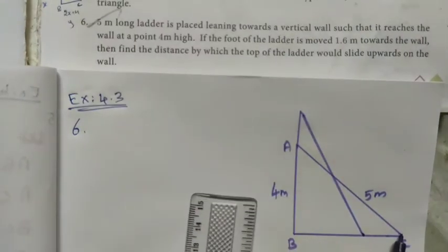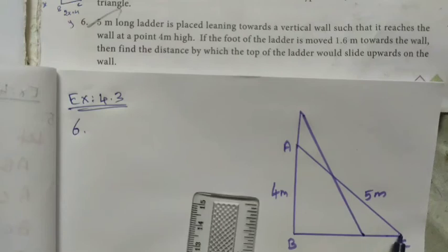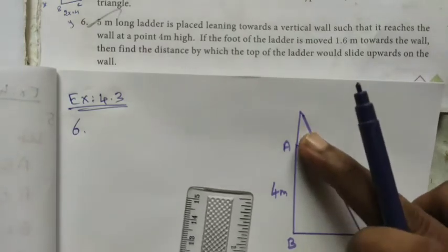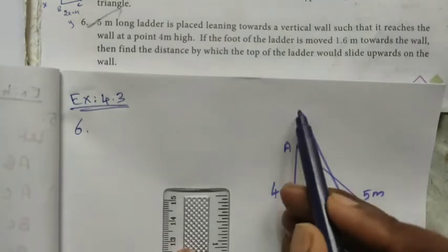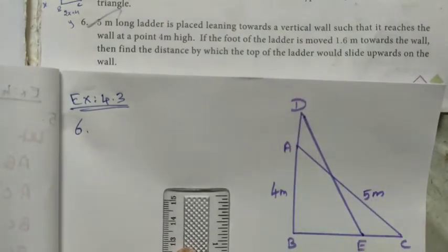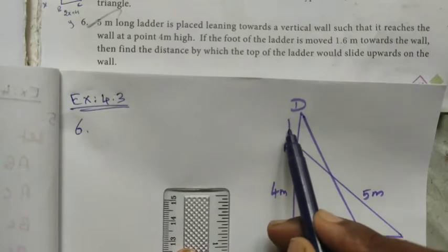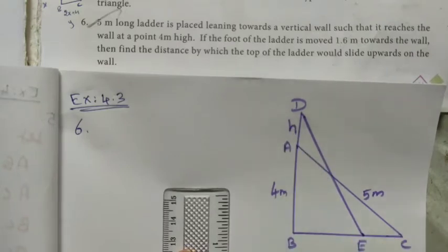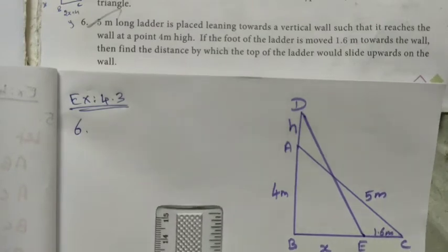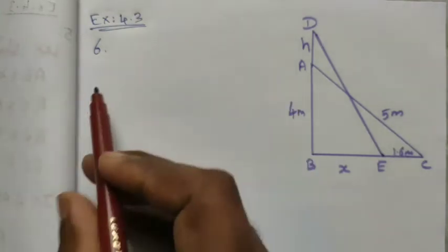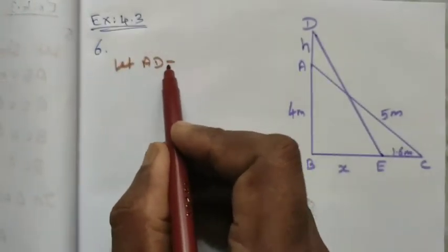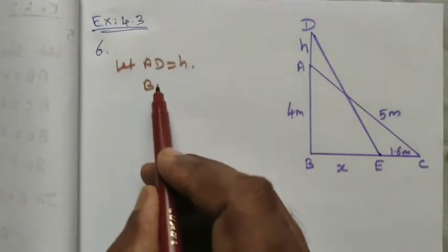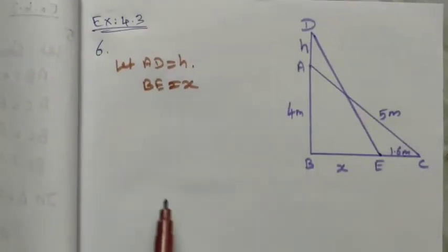When you move the foot of the ladder towards the wall, the top should slide up, right? So this we take as the position of D, which we take as E. This is the increasing height, let me take it as H. This is BE, let me take it as unknown value X. Here the moved length is 1.6 meter. It moved forward, that is given, right? Let me take AD is equal to H and BE is equal to X, right?